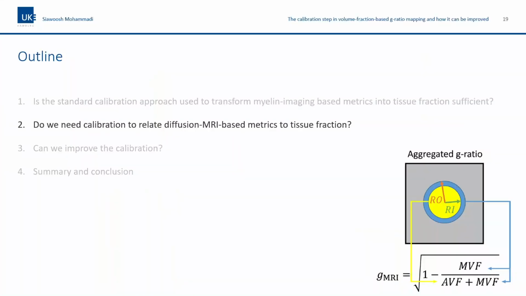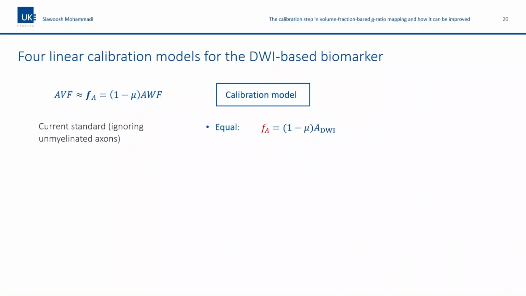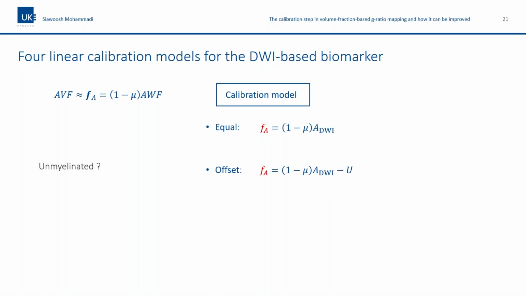Okay, second point is now diffusion. Jennifer nicely introduced the relation between axon volume fraction and what we measure from diffusion, the axon water fraction, that it has to be scaled with 1 minus myelin volume fraction. That's what is typically assumed to be true, but we know that there are also unmyelinated axons, and when relating the MRI signal to our model, we might have to account for an offset to model that correctly.